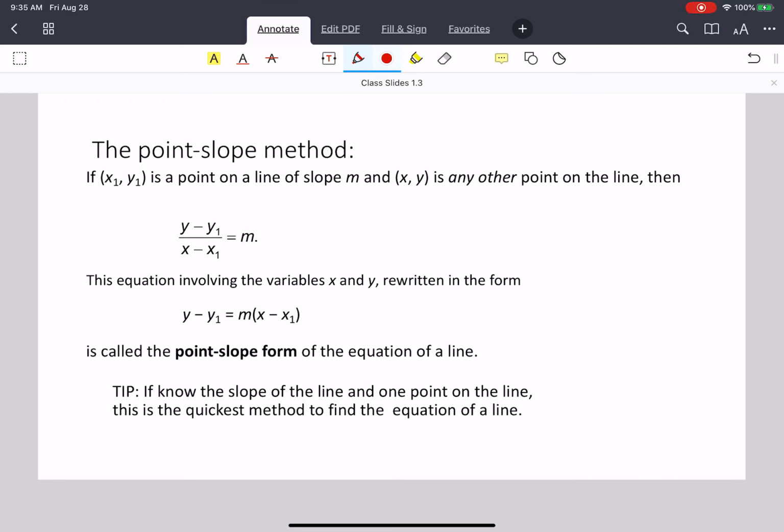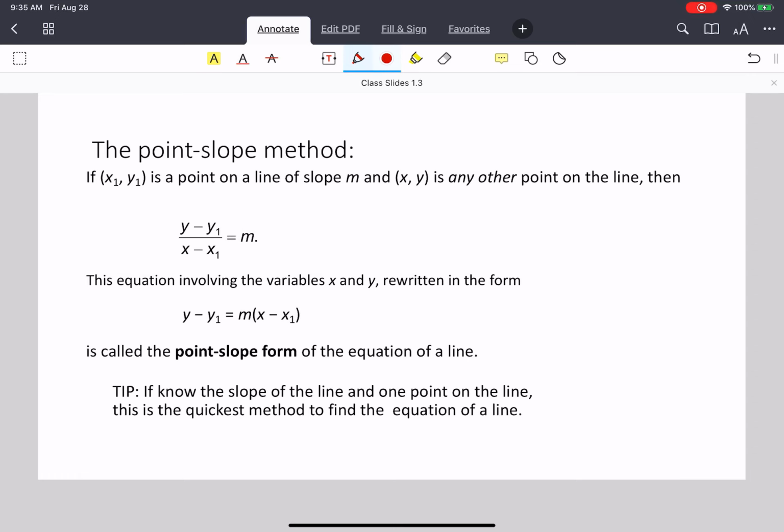In the second part of the video, I will be talking about the point slope method, and then we're going to talk about some properties of parallel and perpendicular lines, and then applications.